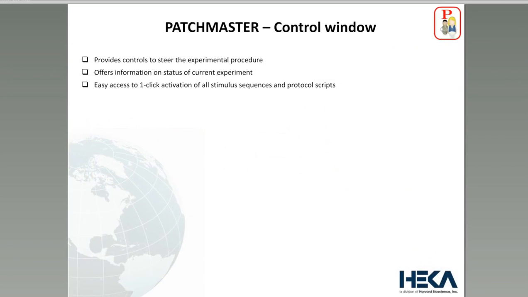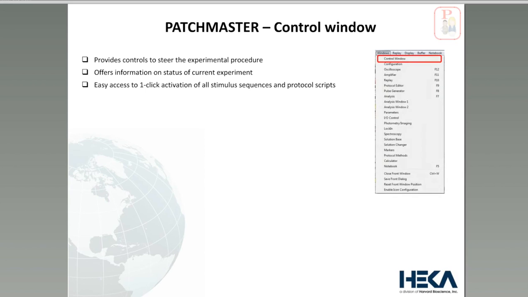Then the last window I would like to talk about right now is the control window. Again, 3 points that I would like to make. It provides you easy access controls to basically steer your experimental procedure. It gives you also information on the status of the current experiment. And the third point, which is really important, I think, and which I will show to you in the last slide in a minute, is that you have very easy activation of either stimulus sequence or protocol scripts.